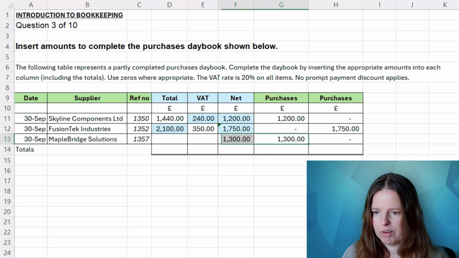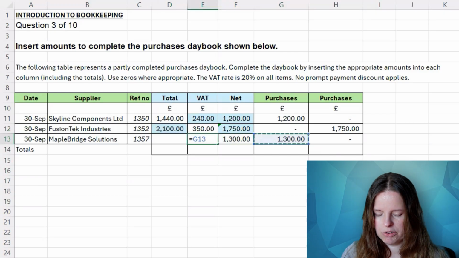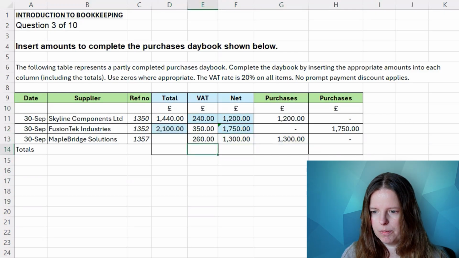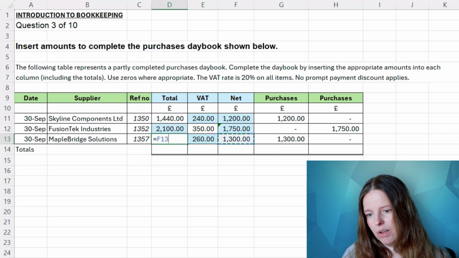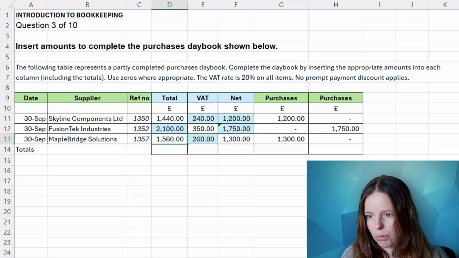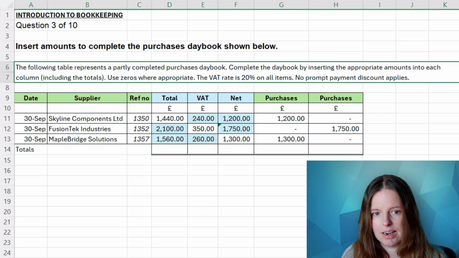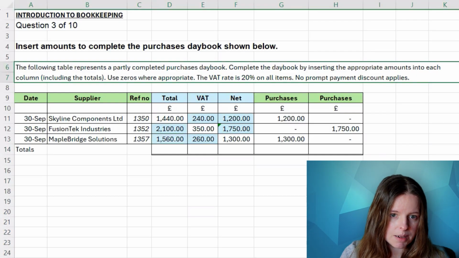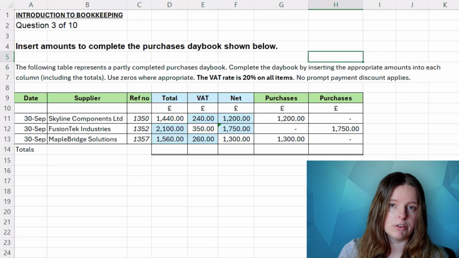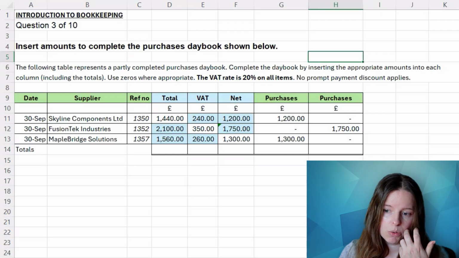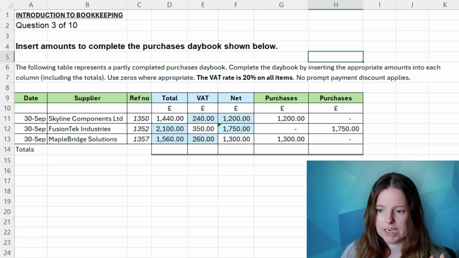And then here, we've got 1,300 already input. So we want 1,300 times 0.2 to give us 260. And then we're going to add that and that together. Or again, we can go 1,300 times 1.2. And these calculations only work because we're dealing with 20%. You might, in the exam, get given a question around VAT being 5% at the reduced rate, for example. So be careful and again, read the question.